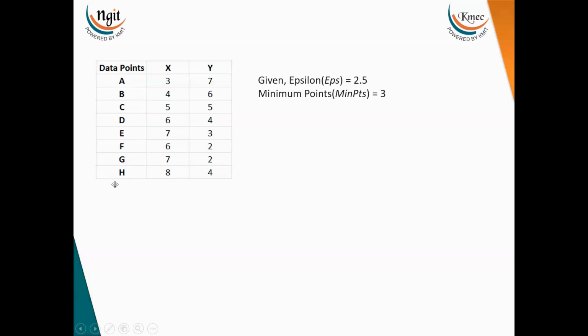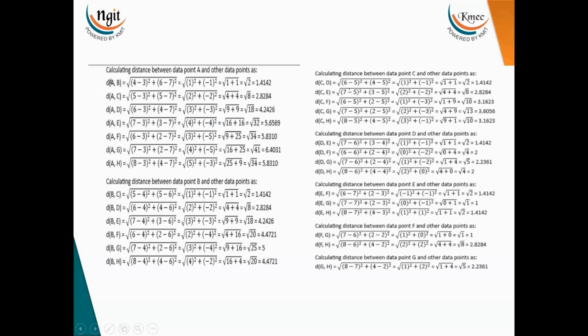In this way, we need to calculate the distance between all the data points which are available in the dataset. Now, to find the distance here, we are using the Euclidean distance. Using that Euclidean distance, we'll be calculating the distance from A to the other points, similarly B to other points, and C to other points. So we have to continue this till it reaches all the data points in the dataset.